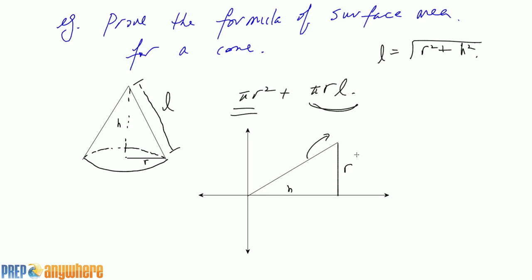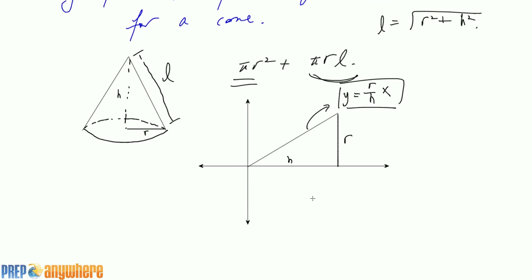Now what's the equation of this line then? y is equal to r over h x. That's right, r over h is the slope. Okay, so now we're ready to go. The surface area will be the integration from 0 to h of 2 pi y times the square root of 1 plus y prime squared dx. This is the formula. We of course need to change all the y's into x.